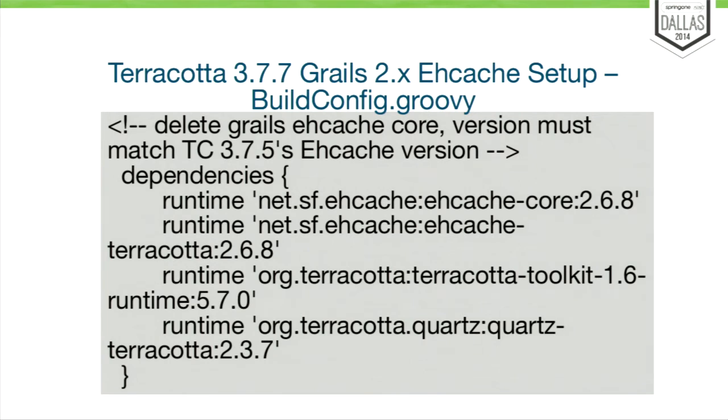So here's what it looks like. This is the latest version, 3.7.7, of Terracotta open source. Basically, if you just plop that in your BuildConfig.groovy, you're good to go. All these things are resolvable from the public Maven servers.